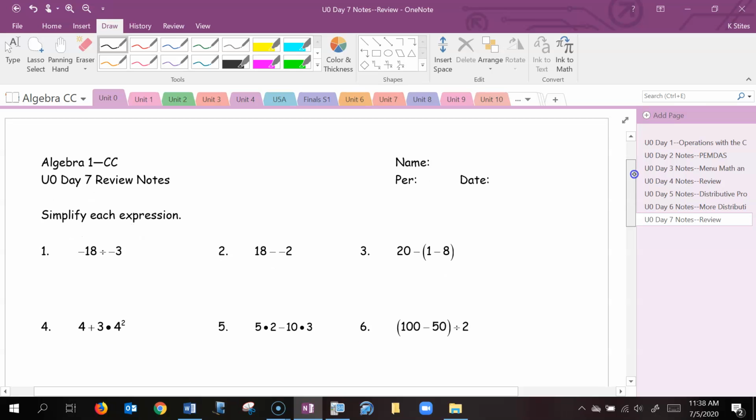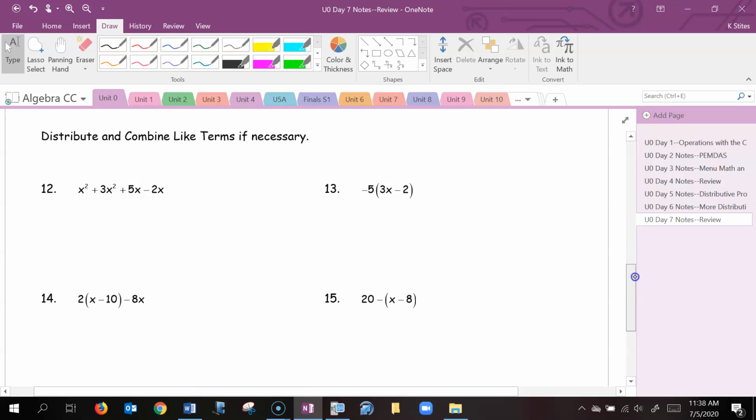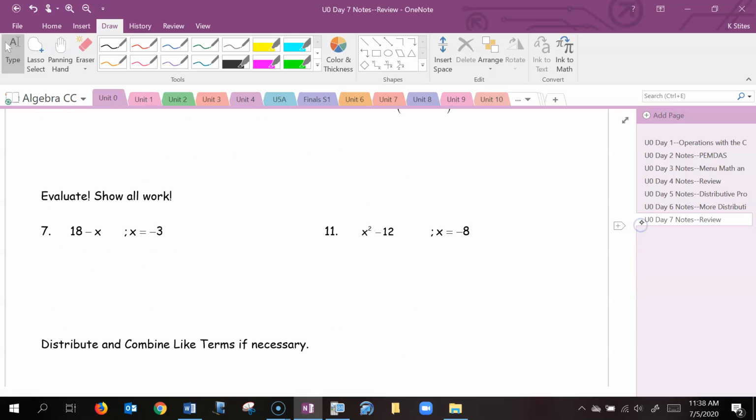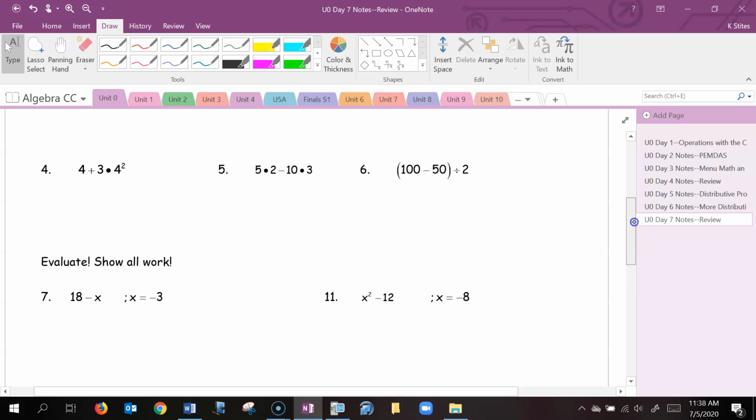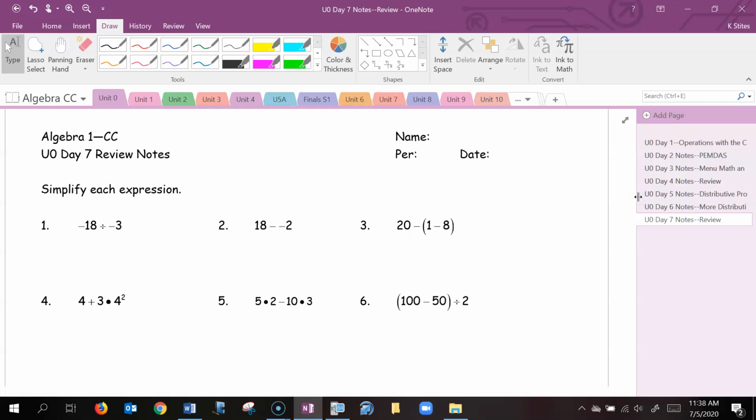So we will be going over the main concepts. Really the only thing that we're not going to hit on this is the menu math problems, but we are going to be talking about evaluating. So you can go back and look at day 3 if you need some review on the menu math problems, but it will be on your review homework tonight.